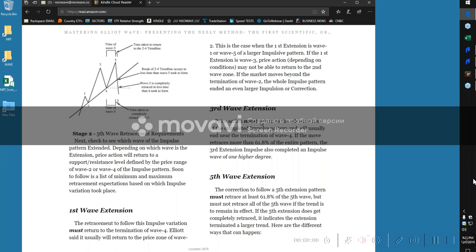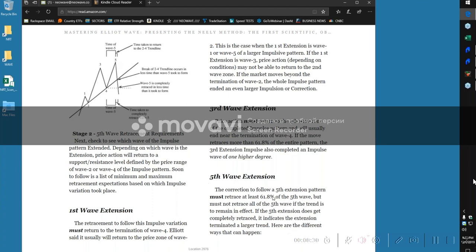So these rules, in addition to touching the 2-4 trend line in the same amount of time or less that wave 5 took to form, and then retracing all of wave 5 if it's a 1st or 3rd wave extension. If it's a 1st wave extension, it's virtually certain. If it's a 3rd wave extension, it's like 50-50. If it's a 5th wave extension, it's not likely to retrace all of wave 5 in less time unless the 5th wave extension is the end of an even larger pattern. And it describes that here.